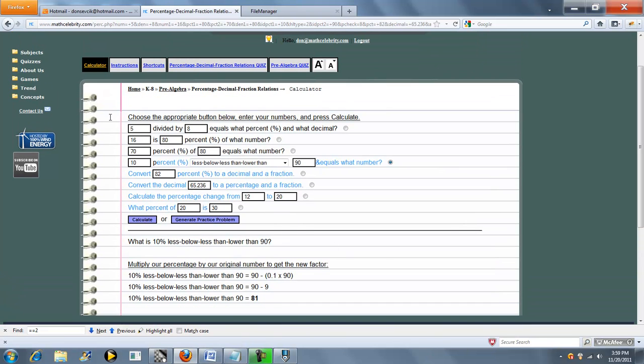So these are all the features that you can do on this lesson. This lesson is one of our most popular and very powerful with respect to pre-algebra.